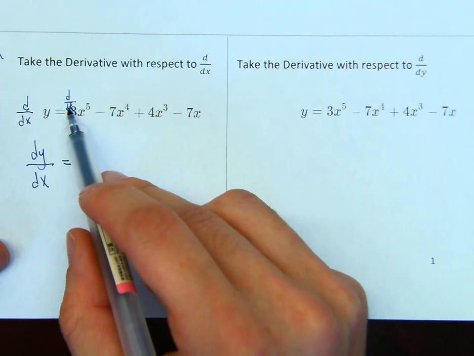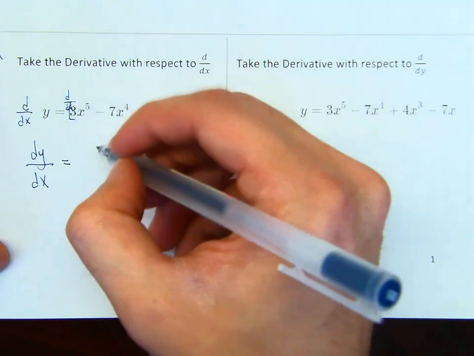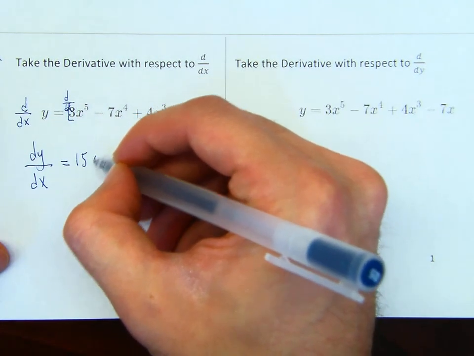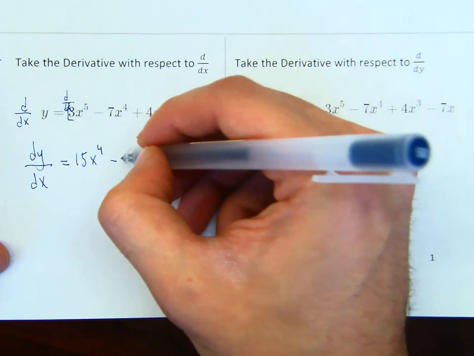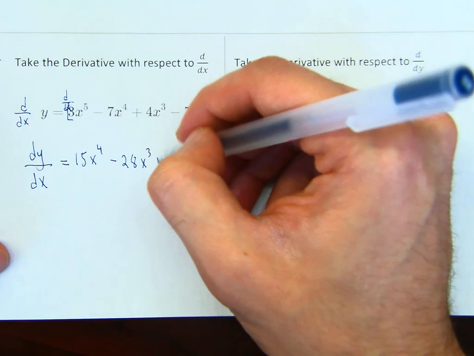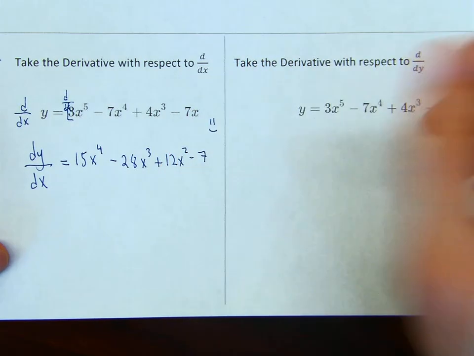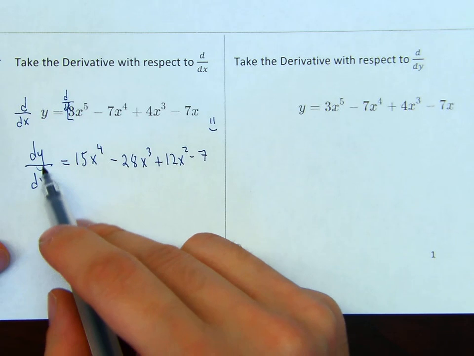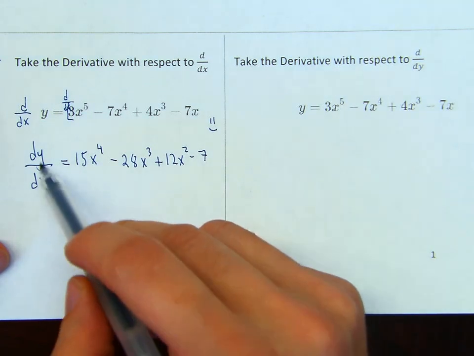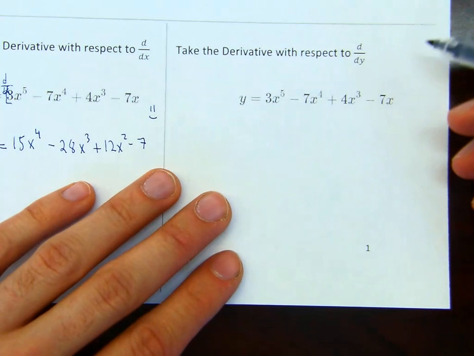now notice, look at this one here. You're taking d dx of 3x to the fifth. So you have the variable x. So this just becomes 15x to the fourth minus 28x cubed plus 12x squared minus 7, right? And just happy face, right? So this is dy dx, okay? You can't do anything with this here.